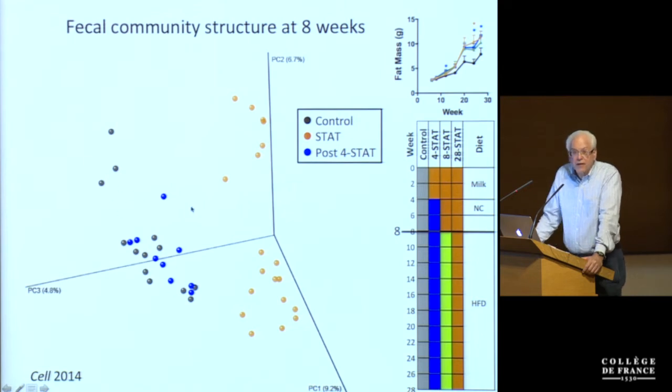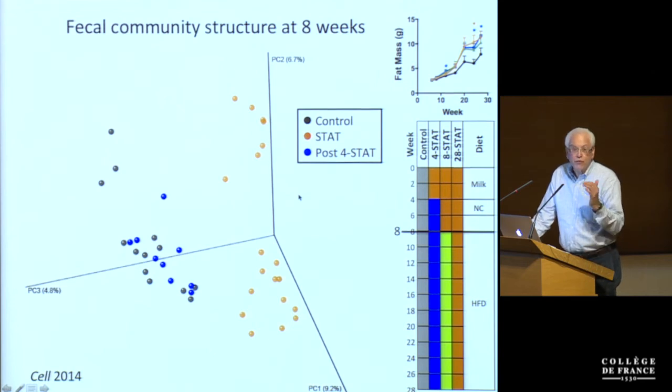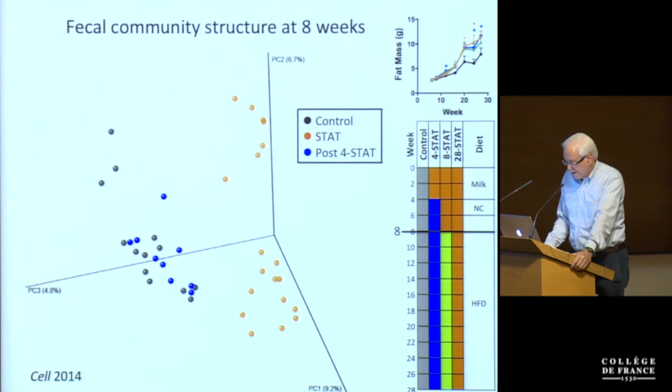So the effect of the antibiotic was transient on the microbiota, but the effect on the phenotype was permanent. So this provided evidence that altering the microbiota at a critical point in early life had long-term consequences.